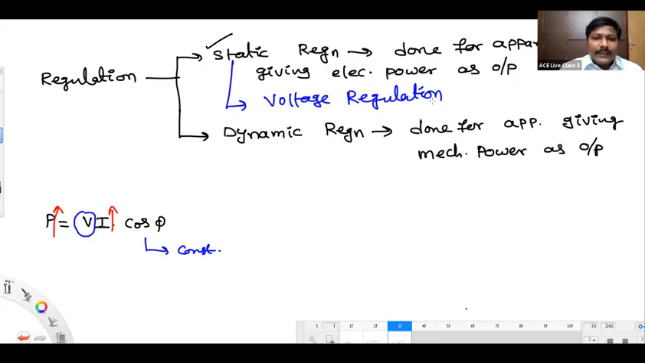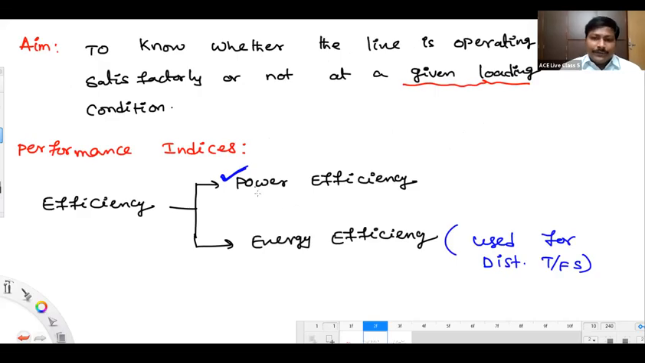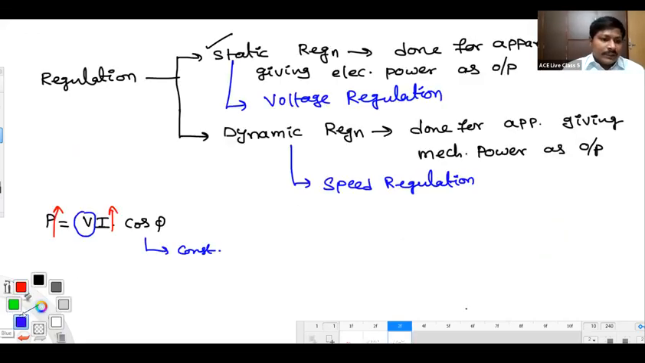Static regulation can be called voltage regulation, whereas dynamic regulation can be called speed regulation. Next. For our transmission line, we are thinking about two indices. One is power efficiency. The second one is obviously voltage regulation, or you can say static regulation. Let's define these two terms, power efficiency and voltage regulation.